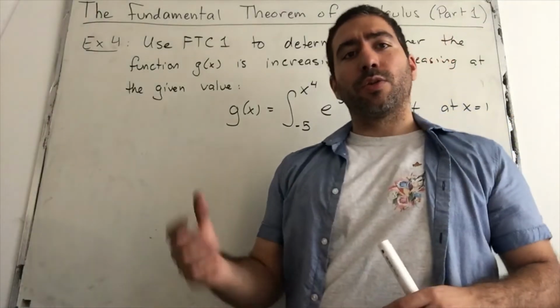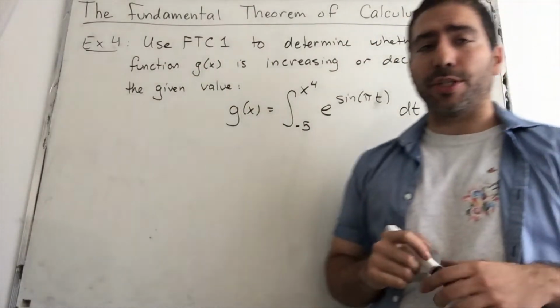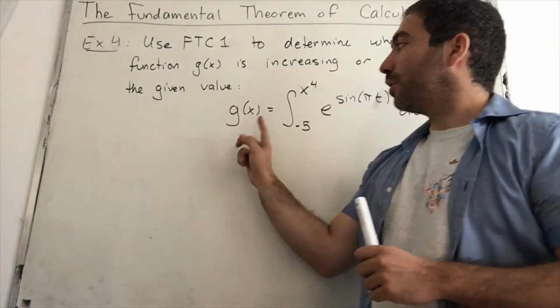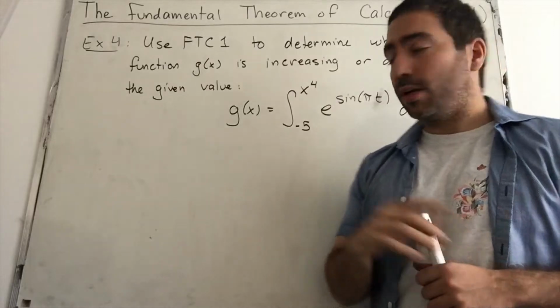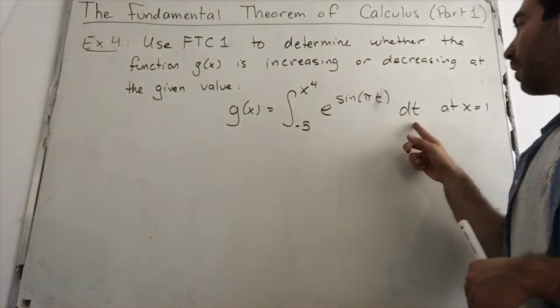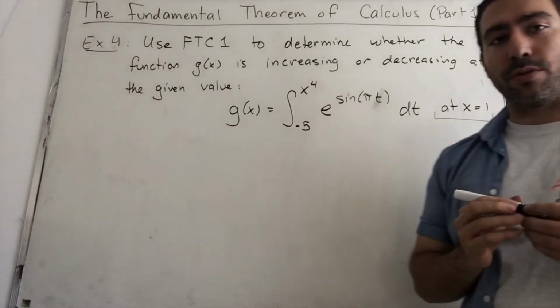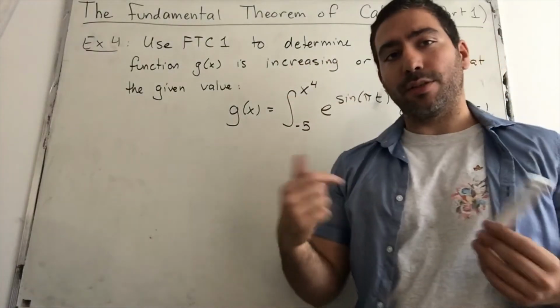Okay, so in this example over here, example 4, it says to use FTC part 1 to determine whether the function is increasing or decreasing at the specified value. So they give us the function g of x is equal to the integral from negative 5 to x to the 4 of e to the sine of pi t dt. And they want to know, is it increasing or decreasing when x is equal to 1? How do we do that?